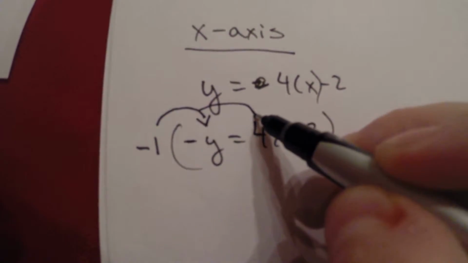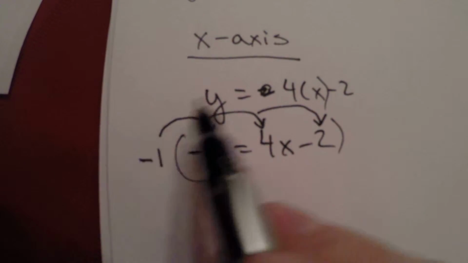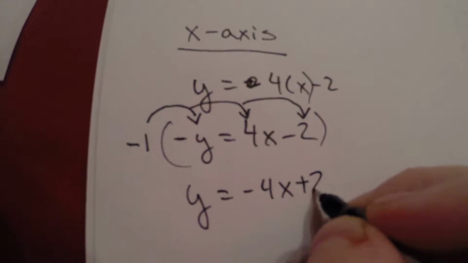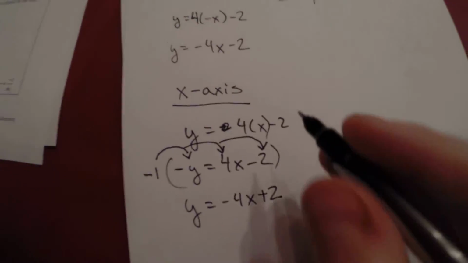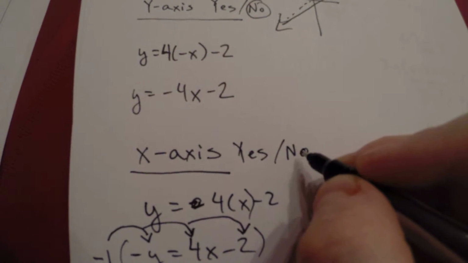So let's try to make this as clear as possible. If I distribute, these arrows mean I'm distributing, I'm going to end up getting y equals negative 4x plus 2. And obviously negative 4x plus 2 and 4x plus 2 are not the same. So with the x-axis, does it have symmetry? Yes, no. It's going to be, again, no.